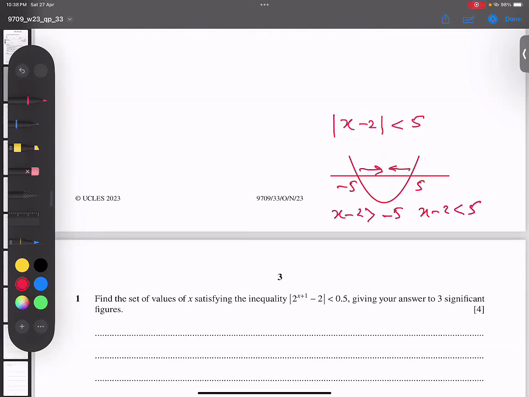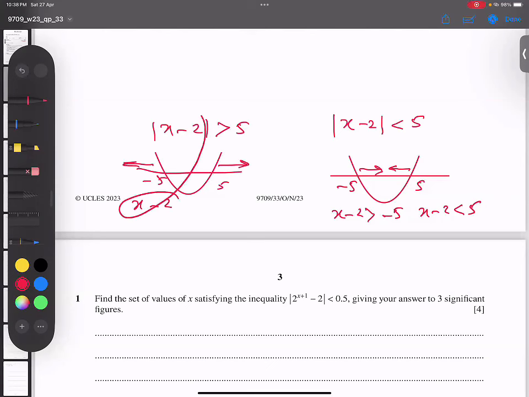And if you want to know when it comes as more than 5, we draw a parabolic shape here, minus 5 and plus 5. Bigger means what? Outside. How to write this one? So x minus 2 comes from here, less than minus 5 and more than 5. I believe this part is clear now.